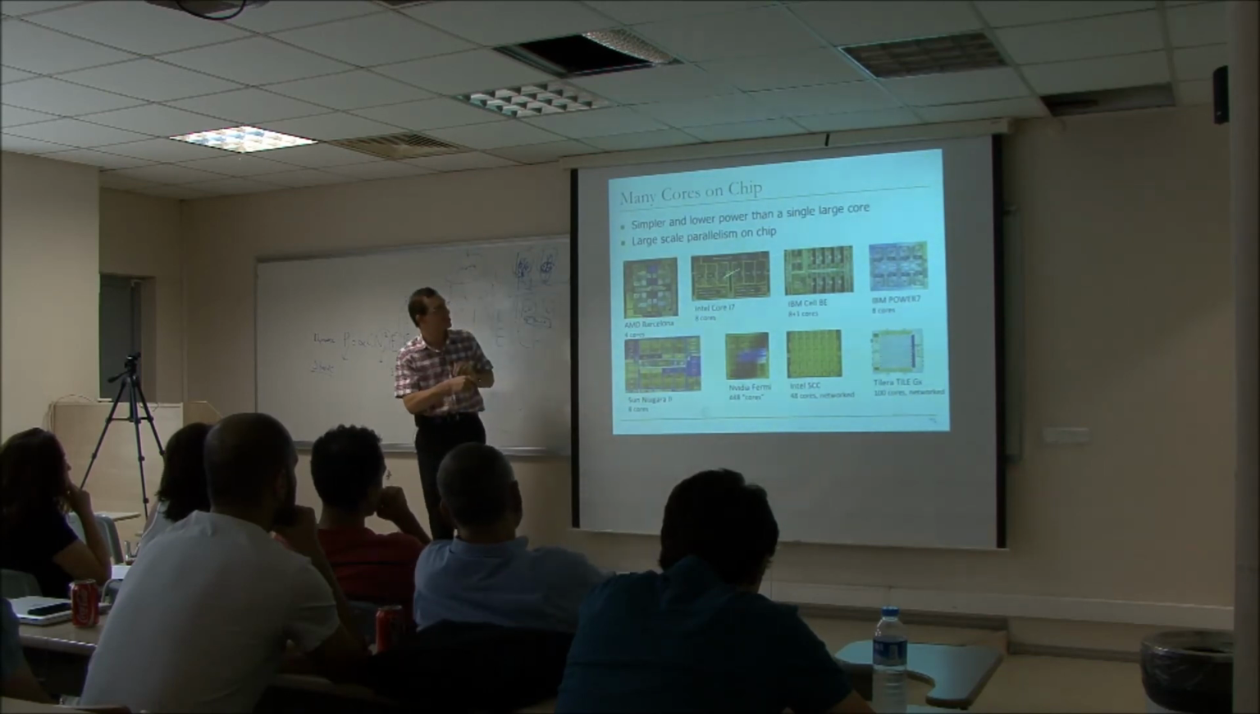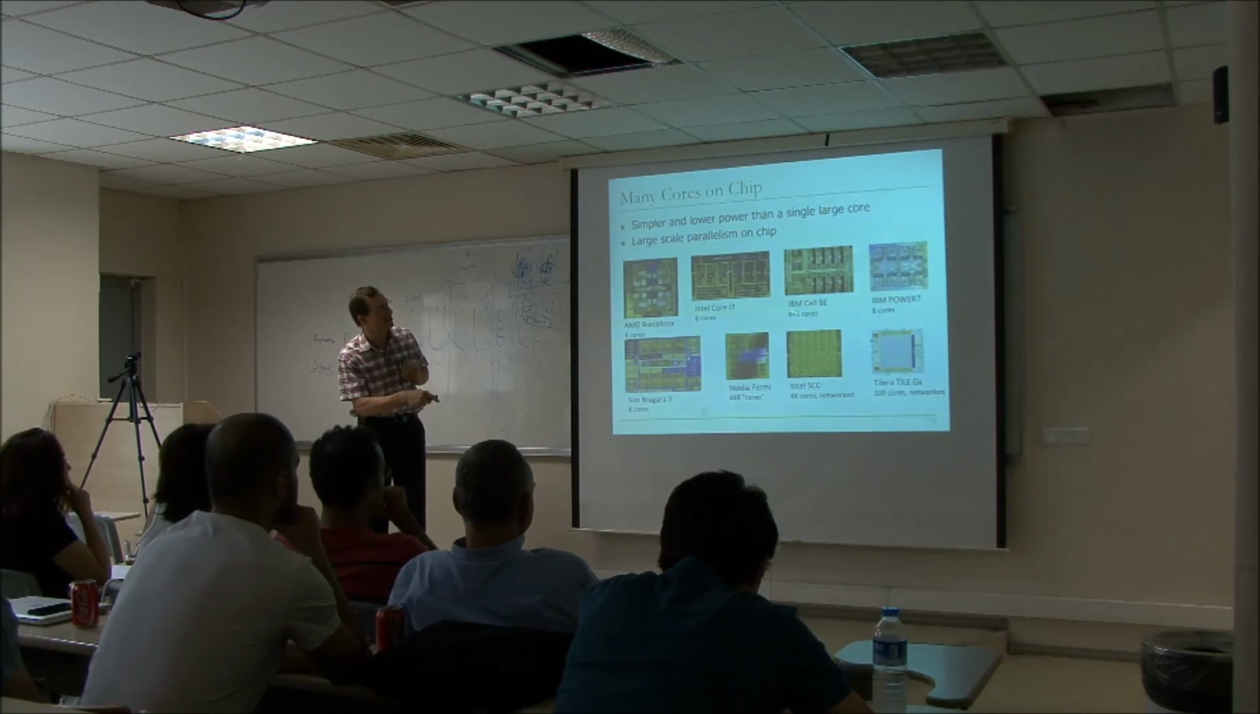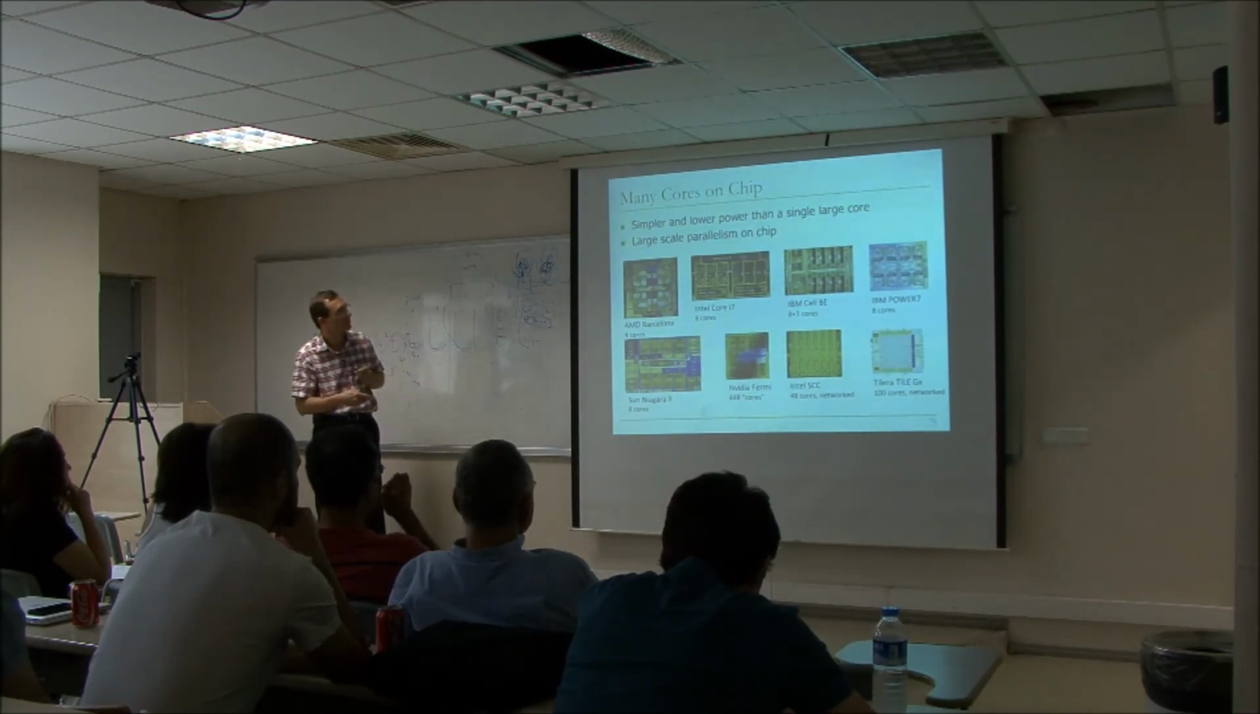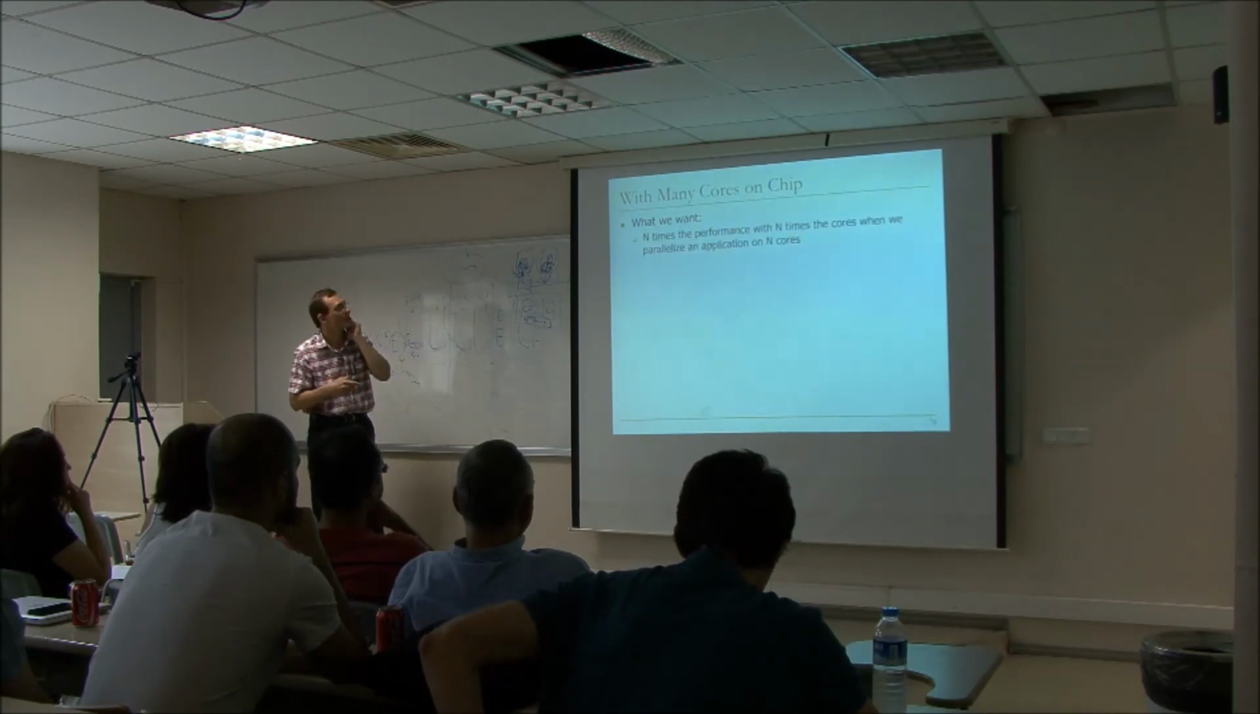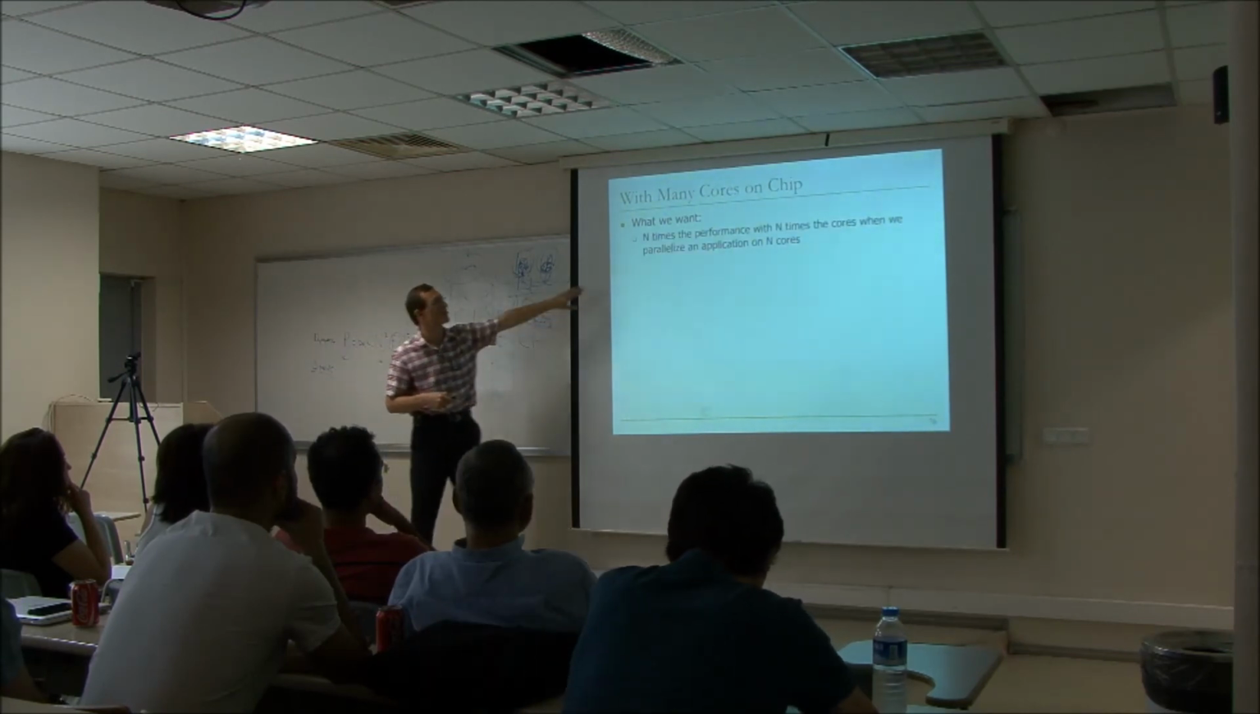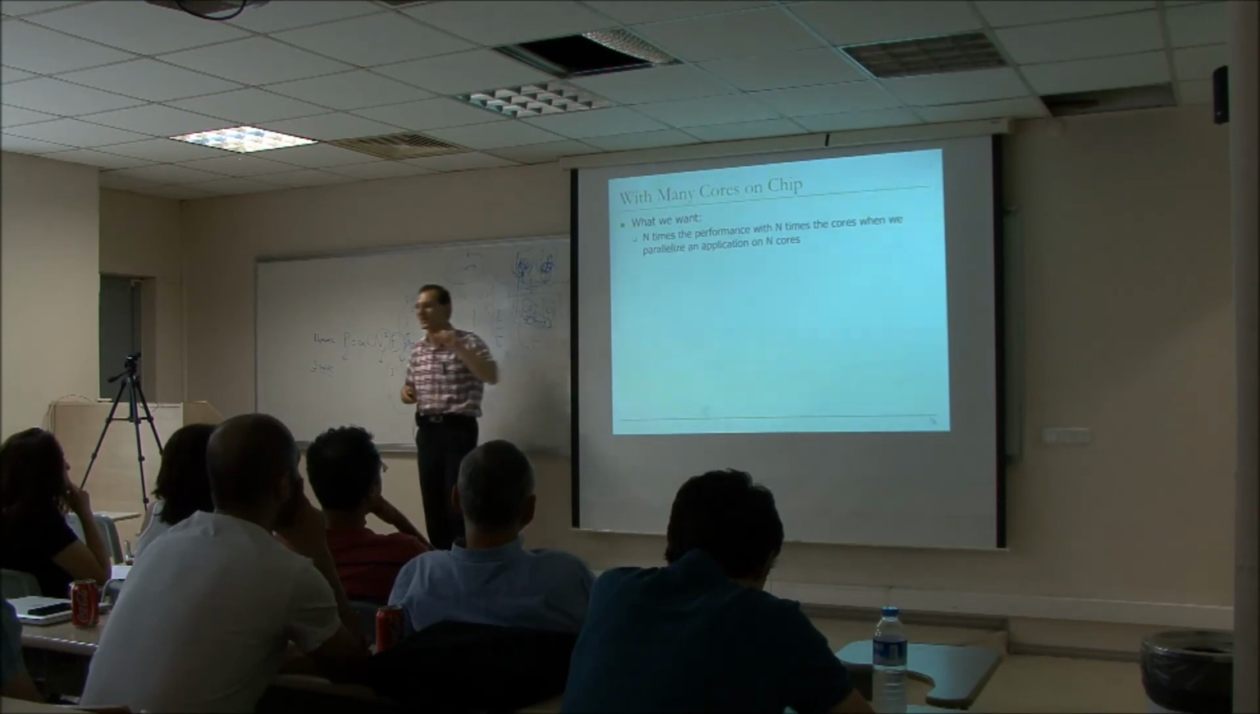But we have all these machines with different numbers of cores, and some of them are heterogeneous, although not the kind of heterogeneity that I will exactly describe later on. What we really want with many cores on chip is n times the performance with n times the cores when we parallelize an application on n cores, right?